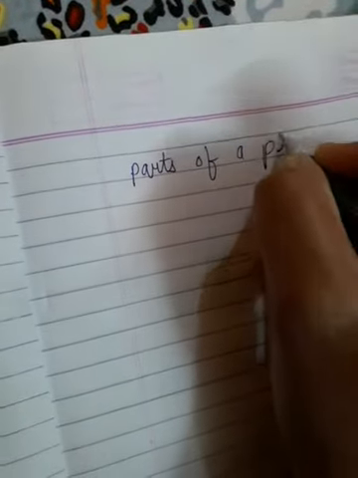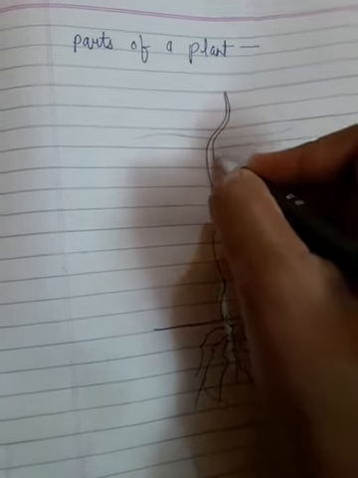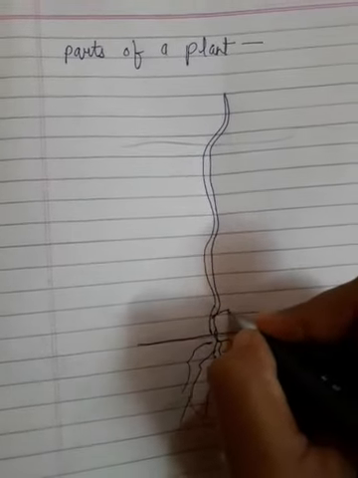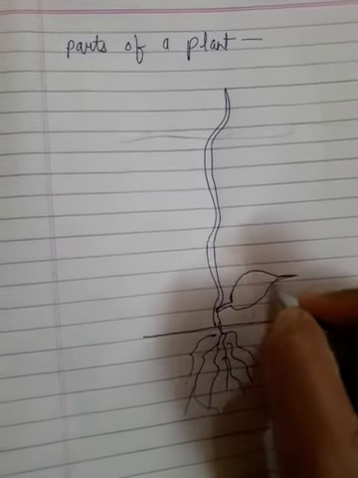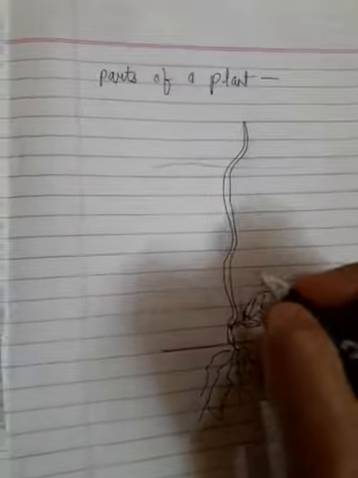And now I will tell the parts of a plant. Parts of a plant. So you can see that I will draw the plant, and then you can see which part it is. This is root. The topic is the parts of a plant.